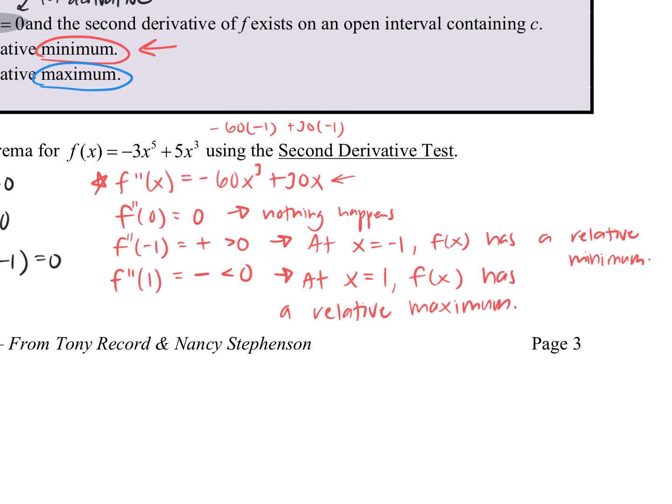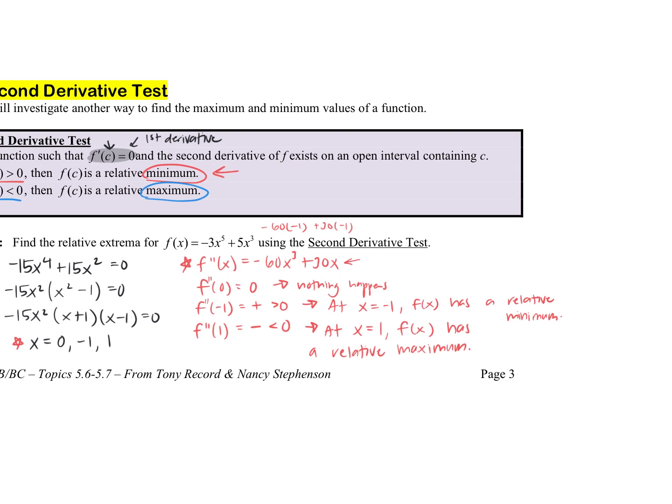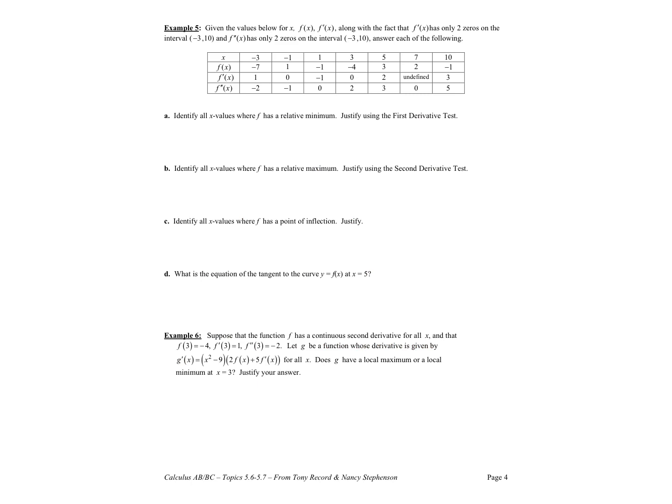Again, this is just another way of finding exactly what we found last class by looking at the first derivative and testing our sign chart on our first derivative to see where it is changing from positive to negative, where it is changing from negative to positive. And that allows us to find our relative minimum and maximum. Okay? Any questions on that? Okay, let's go to the next page.